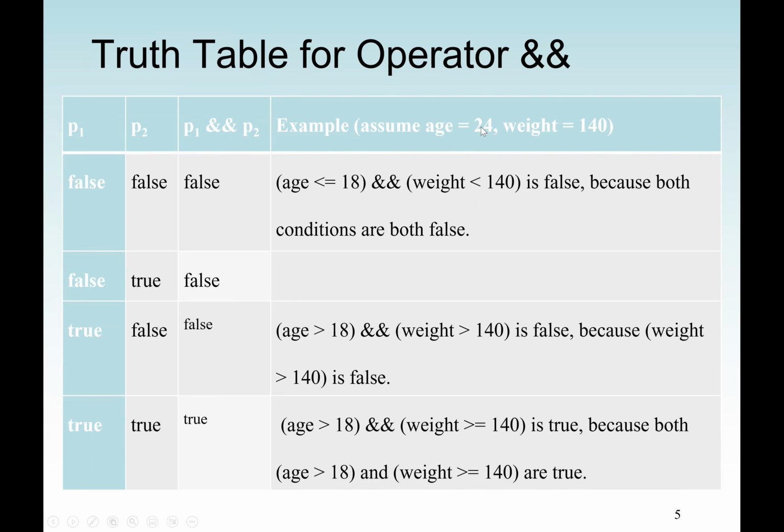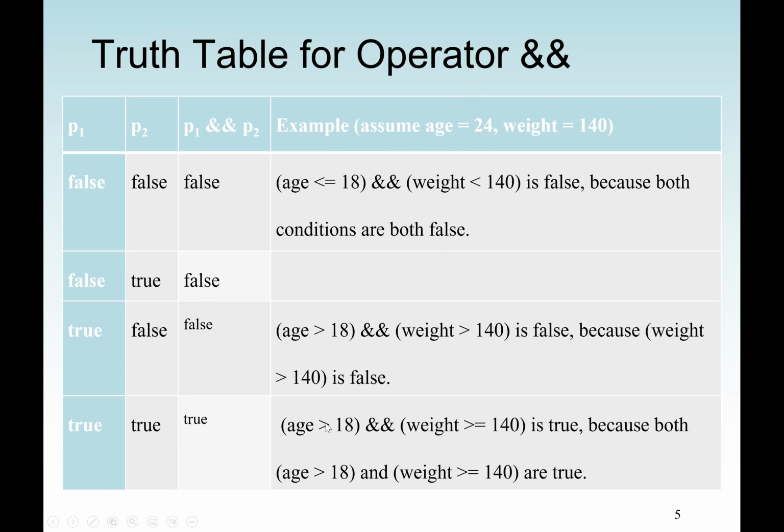Age is 24. 24 is greater than 18, so 24 is less than or equal to 18 is false. And weight, 140 is less than 140, that's also false. So both conditions are false. Now here we say if age is greater than 18, which is true because age is 24, and weight, 140 is greater than 140, no, that is false. Because one condition is false, the output also will be false.